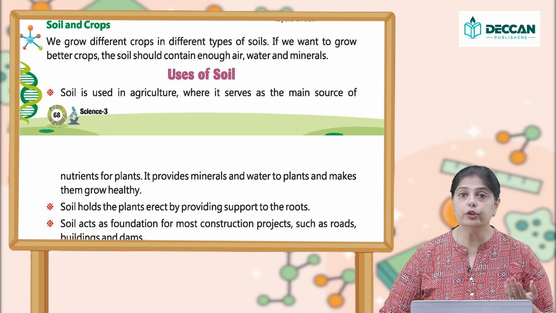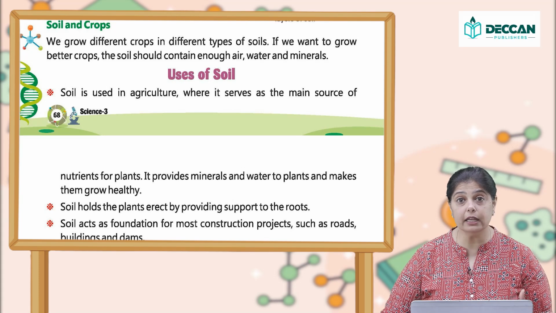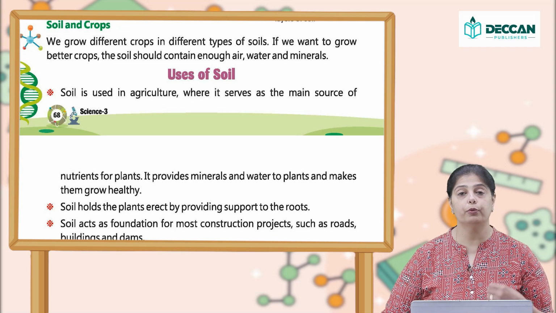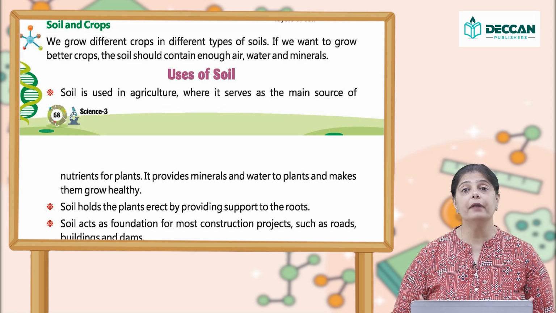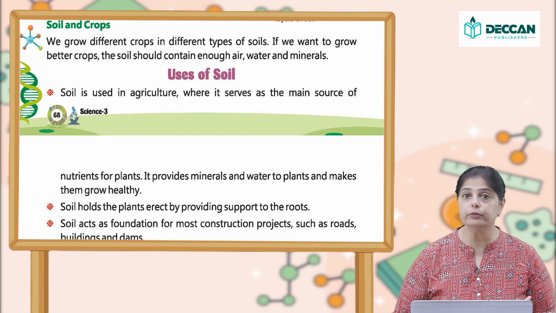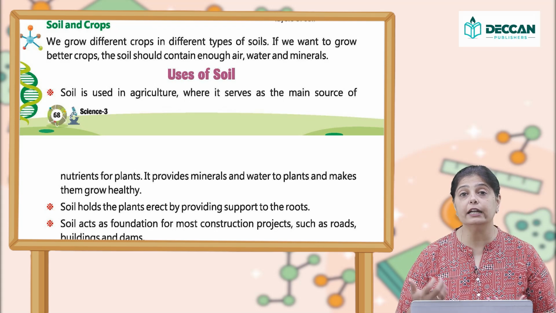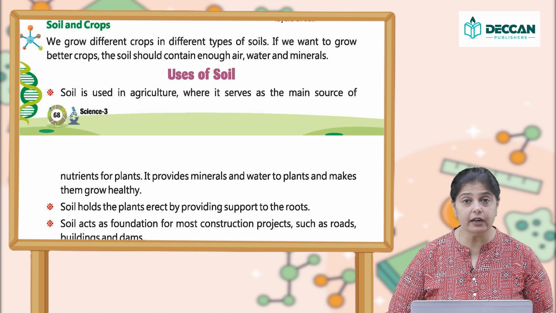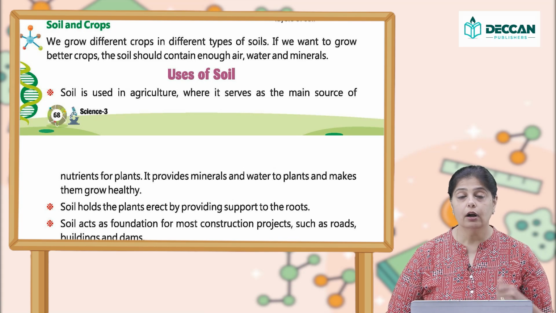Now, what are the uses of soil? Soil is used in agriculture, where it serves as the main source of nutrients for plants. It provides minerals, it provides water to plants, and it also makes them grow healthy. We all know that the plants take up water and nutrients from the soil. So it is very essential for the plants, for the trees, and also for any kind of agricultural activity. Soil also holds the plant erect and it provides support to the roots.